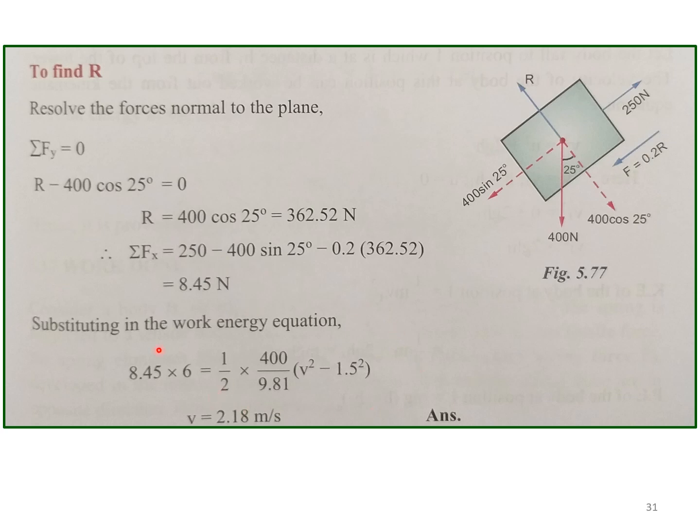Now we apply the work energy equation. Here the initial velocity you have to substitute is 1.5. The final velocity is not known, that we are going to find out. After applying the work energy equation, we got the final velocity of the system as 2.18 meter per second.